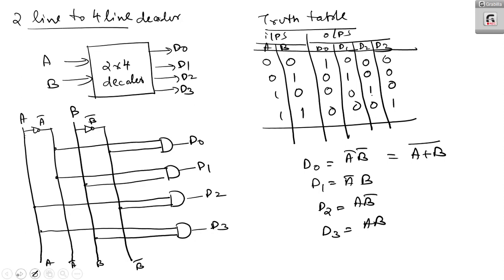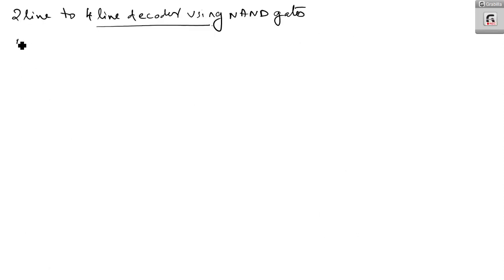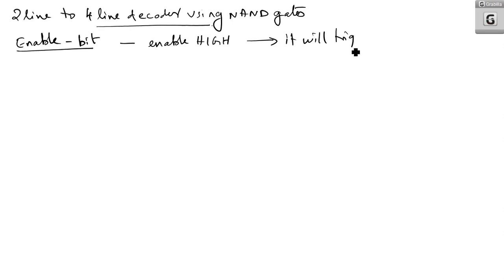Here I am introducing an enable bit. Enable means that if enable is high, it will trigger the circuit. Whereas if you are using NAND gates, only if enable is low will the output be triggered.